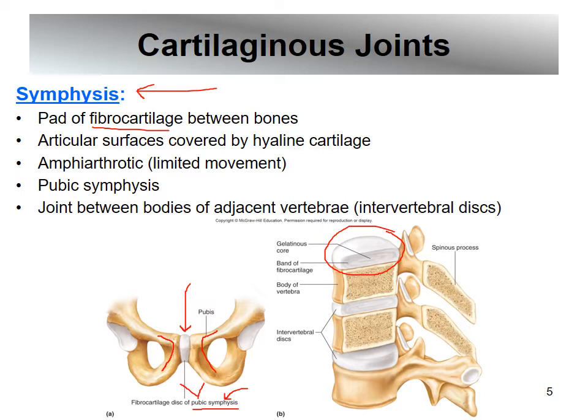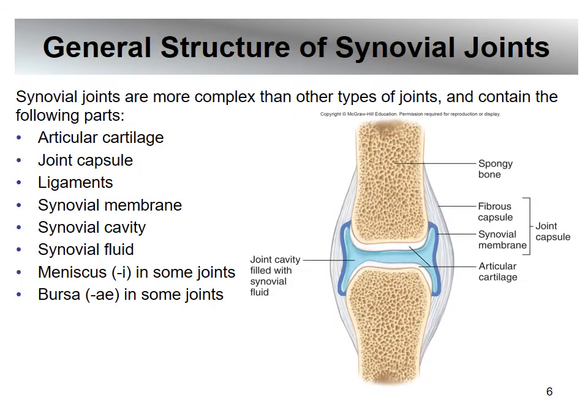Cartilaginous joints, you have two types. Synchondrosis, which is the epiphyseal plate, which we commonly call the growth plate, and the symphysis joint, which the main one is going to be the pubic symphysis. That one's made up of hyaline cartilage. But the one we're really going to study the most is this thing called synovial joints.